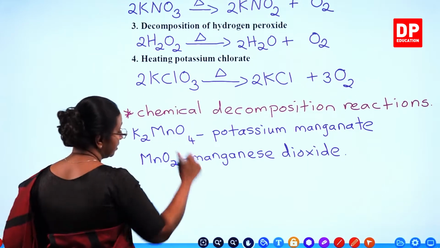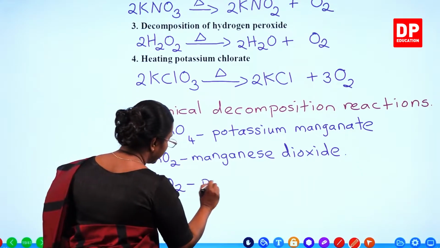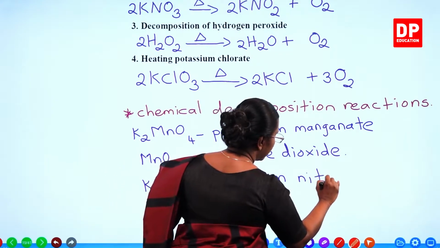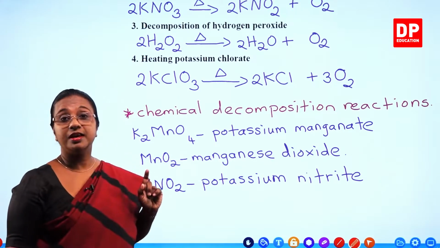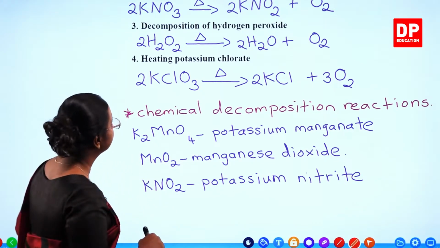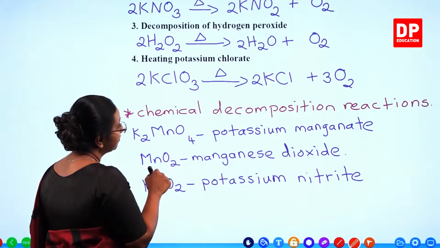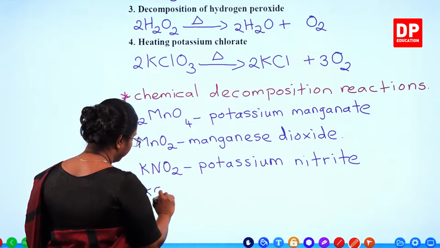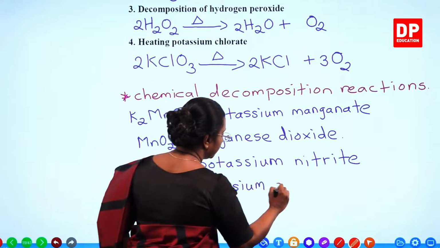Then we have KNO2, that is potassium nitrite. So there it is nitrate, potassium nitrate, KNO3. KNO2 is potassium nitrite. You have to be careful with the spellings. Then hydrogen peroxide, water, oxygen, you all know. This is potassium chlorate, and KCl is potassium chloride. I am sure you all know that as well. Potassium chloride.